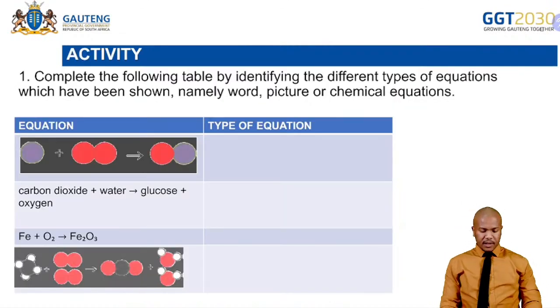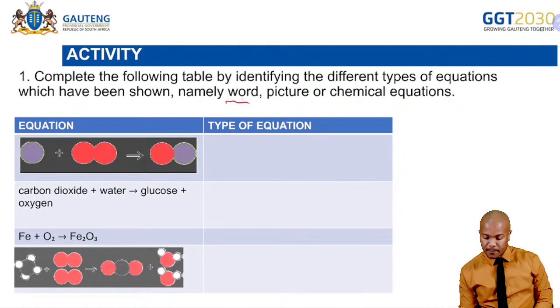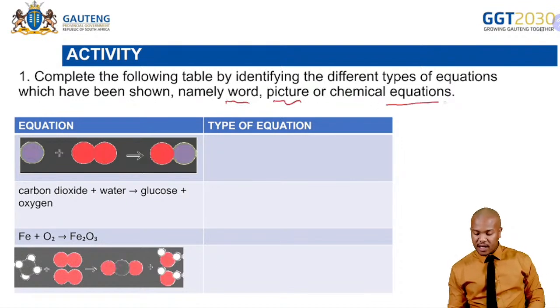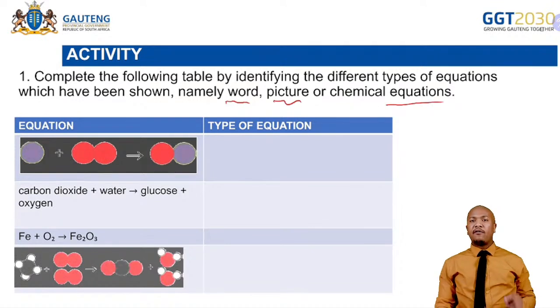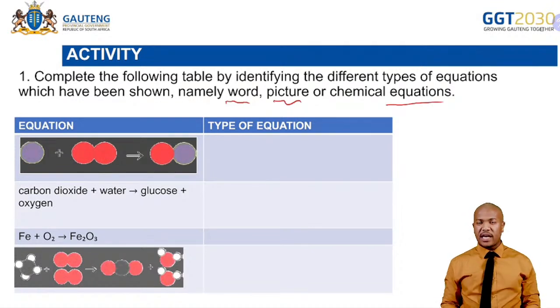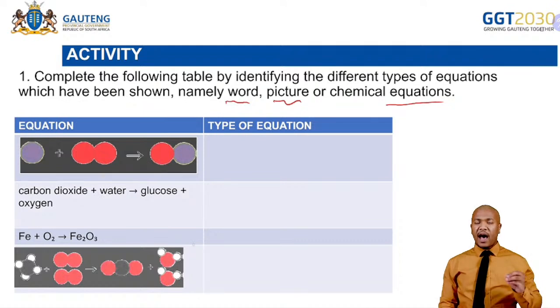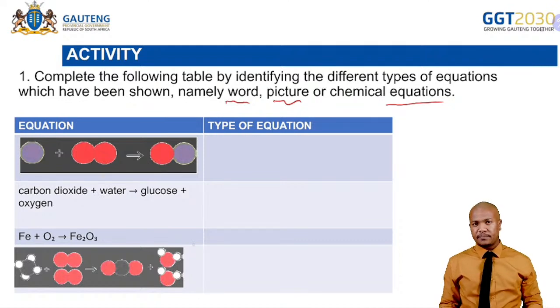Activity 1. Right. Complete the following table by identifying the different types of equations which have been shown. You simply write whether it's a word equation, a picture equation, or a chemical equation. So now, for 1 minute, let's do this activity. We have the equation here on the left hand side. We have another equation. We have another equation. We have the last equation. After a minute, let's meet again.